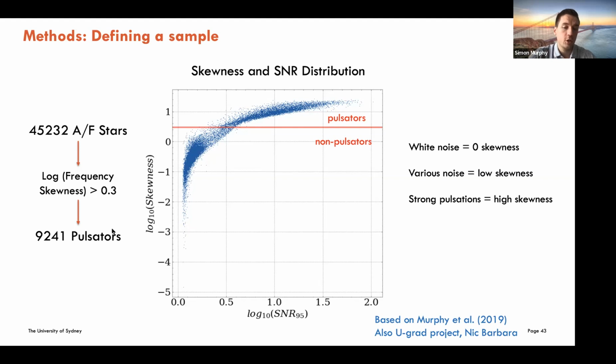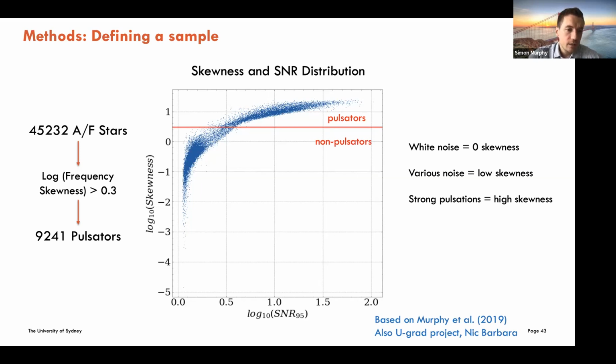I'll also mention Nick Barbara at this point. Nick has led a paper using lots of different statistics, not just simple things like skewness and signal to noise, but a whole bunch of stuff to do this in a more robust way. And that's a paper that's, I don't remember if we submitted that or if it's in review at the moment or if it's about to be submitted, but yeah, that's another undergraduate project led by Nick.